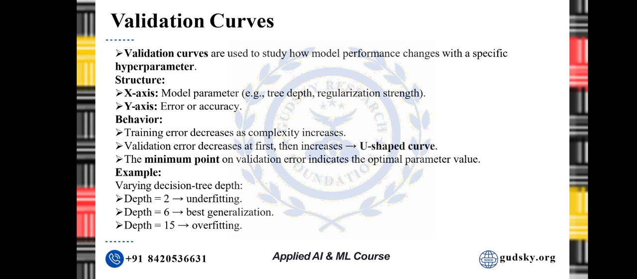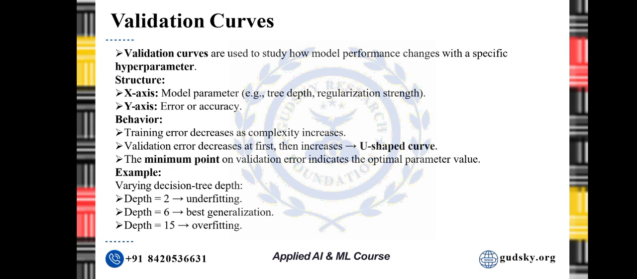While learning curves show performance over time, validation curves show how performance changes with a specific hyperparameter. For example, the x-axis is a model parameter like tree depth, regularization strength, or polynomial degree. The y-axis means error or accuracy. Here is what usually happens. Training error decreases as model complexity increases. Validation error decreases at first but then increases, again forming the famous U-shaped curve. The point where validation error is lowest represents the optimal parameter value.